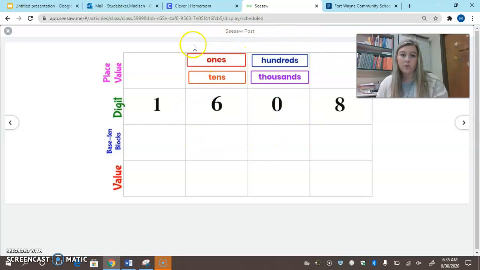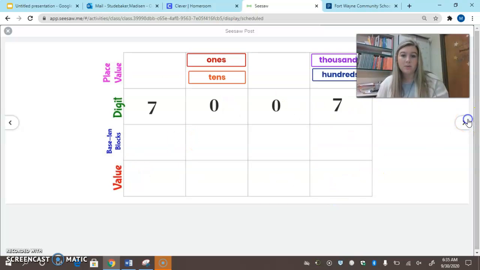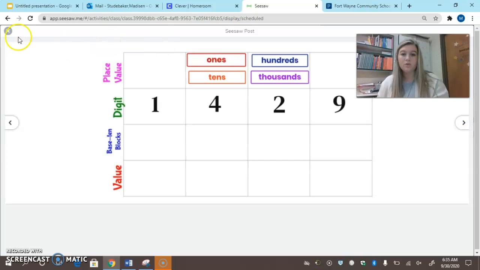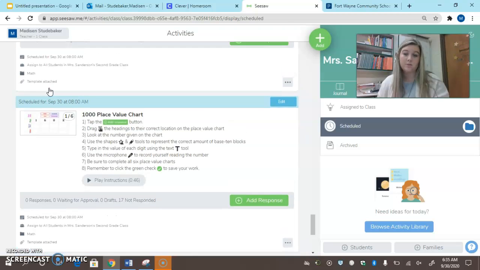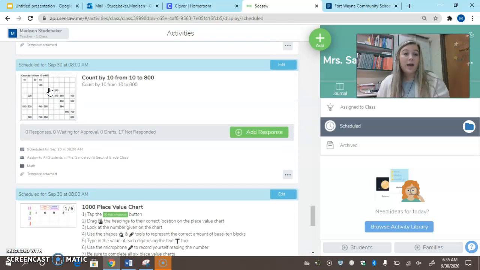So once again, you're going to move these labels into the correct places. Draw the base 10 blocks. So for 8 ones, you would draw 8 ones in this block. And then you'll write how much that is worth. And there are 6 pages of this. So do the best you can. Like I said, if for some reason it's too hard for you, just do up to the hundreds. So that is one activity.